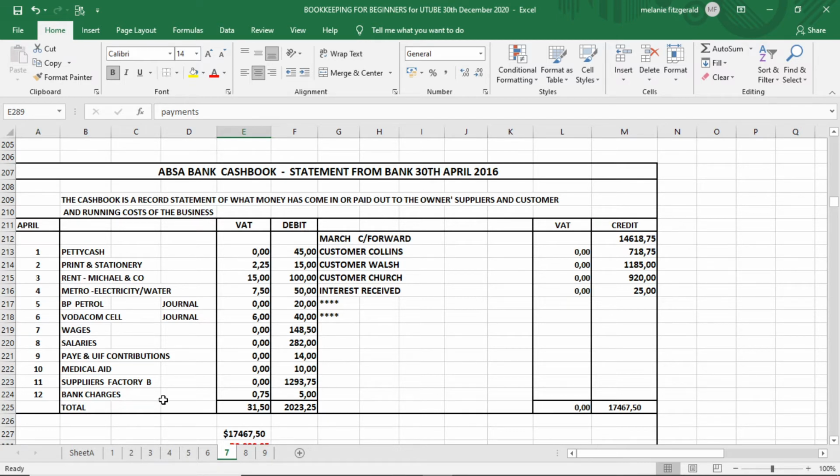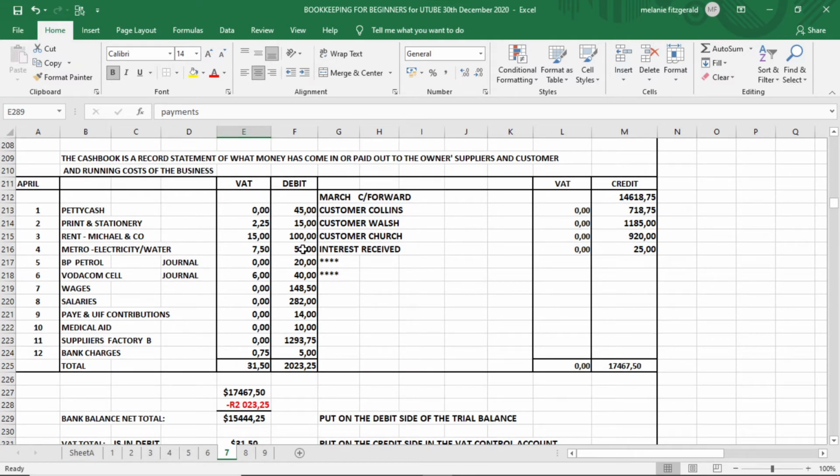Suppliers, factory B, $1,293.75, and we've paid them, okay? And then the bank charges. All right, so you've got a total amount. The VAT is $31.50, and the total of the debit side is $2,023.25. March's carried forward balance of $14,618.75.